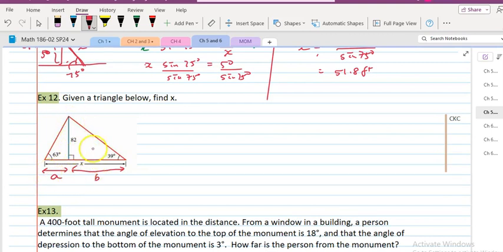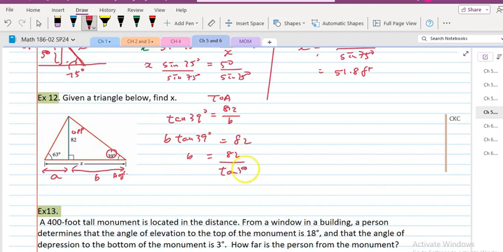So let's use the first right triangle. I have B that I want to solve. I have one angle. This is adjacent, right? This is adjacent relative to 39 degrees. And relative to 39, 82 is opposite, right? So I will set up tangent 39 degrees is equal to, TOA, opposite, which is 82 divided by B. And then I multiply B on both sides. B times tangent 39 degrees would equal 82. And I divide, B is 82 divided by tangent 39. That's B.